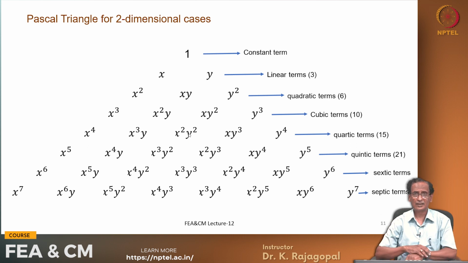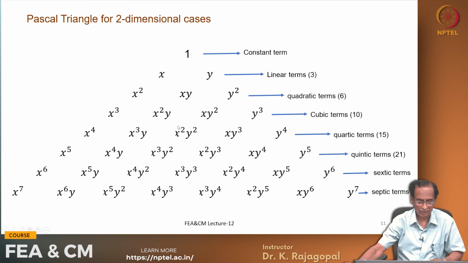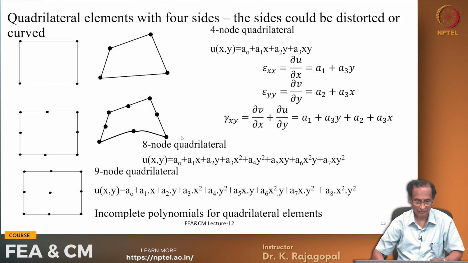So, that means that the maximum order of polynomial that you can fit is only 2. So, we can choose x square y square as our 9th term, and as we see, all the polynomials that we have for the quadrilaterals, they are incomplete.